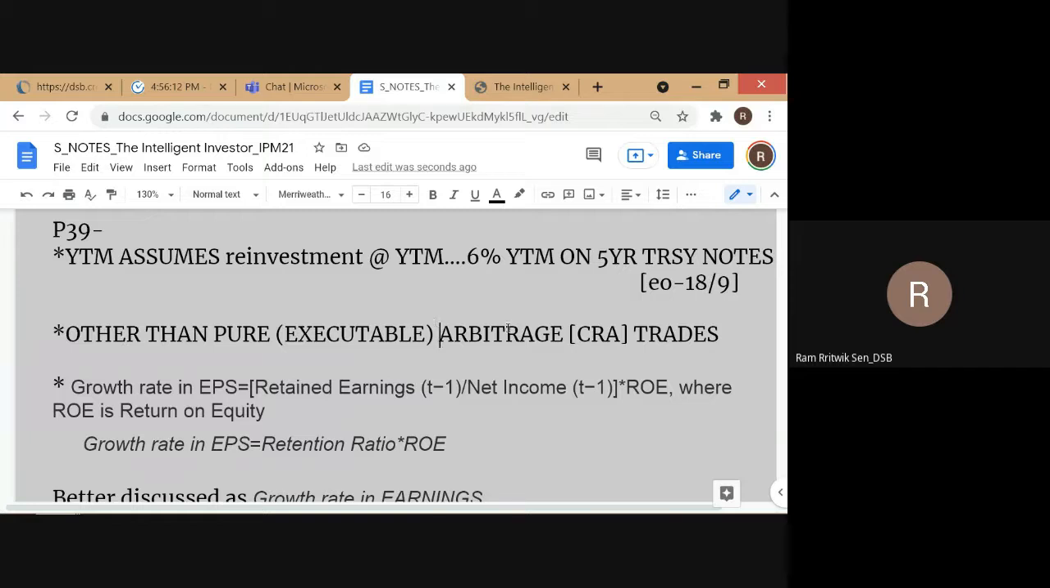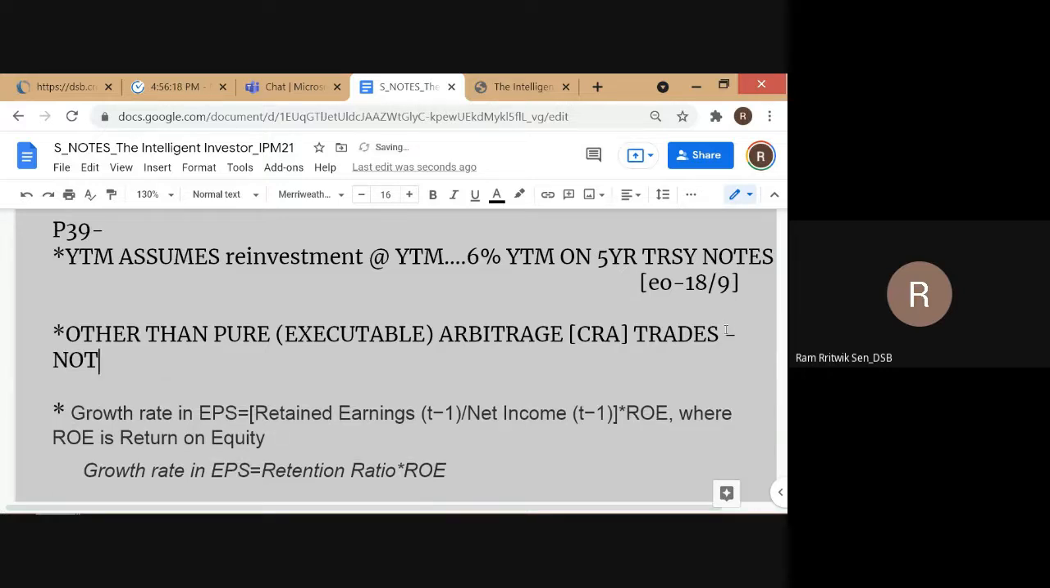So these are very rare in life. So other than pure executable arbitrage trades, nothing. What is the expression that he used? How they speak in the US, you can't count on nothing. Okay, you can't count on anything.